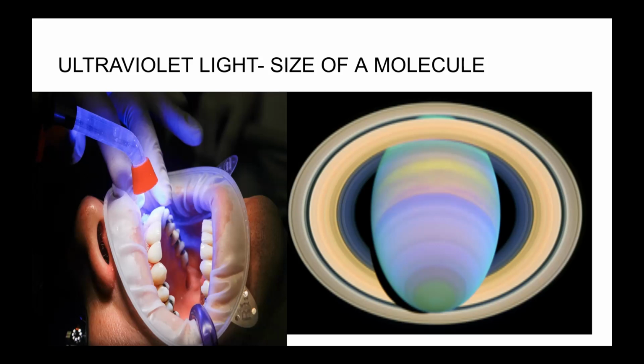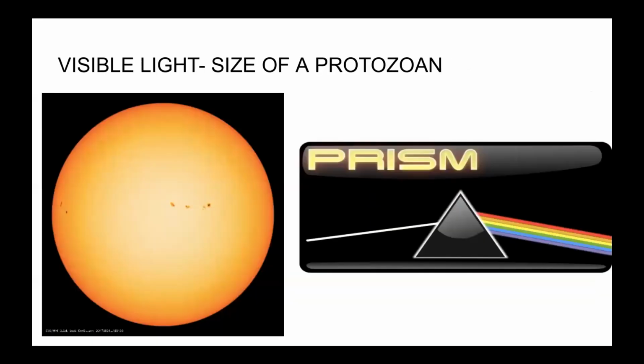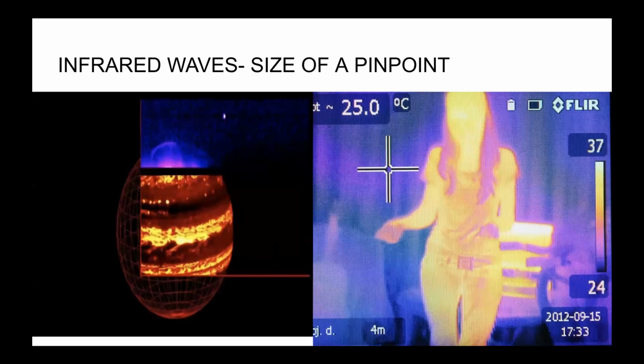And that's one of the reasons why if you're going to study the stars using UV, that telescope needs to be outside of the atmosphere, because the atmosphere would block it. And there is Saturn there being gazed upon with a telescope that is reading the UV light. Now, visible light, that's the size of a protozoan. And this is the one that we're most familiar with. Infrared, now that's the size of a pinpoint. And you can see the picture of the woman over there on the right-hand side.